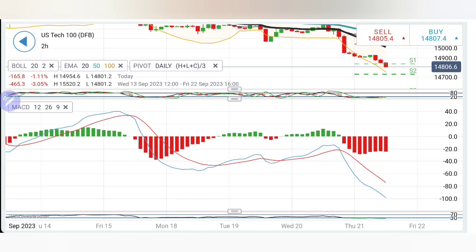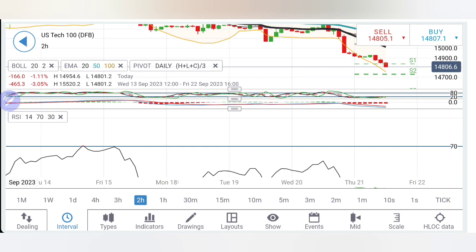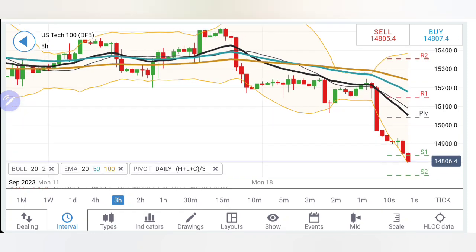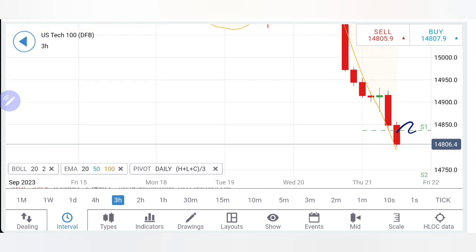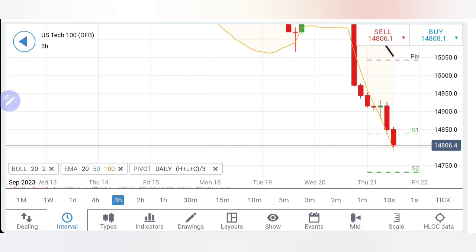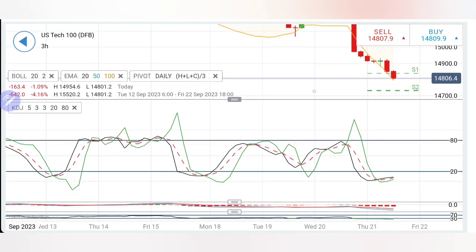Stochastic extremely oversold, MACD extremely divergent and bearish. RSI is also oversold here. Coming to 3-hour charts, this is just the second red candle in succession, and it has potential to continue on the downside, because after consolidation, first red candle and second red candle could be a bit overstretched, which might take it towards 14,750, 730 levels as well.